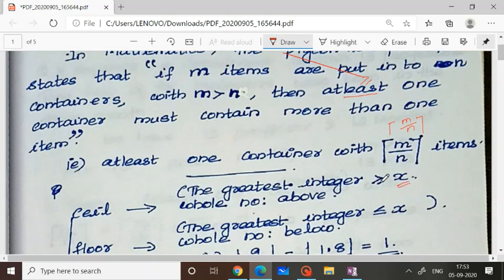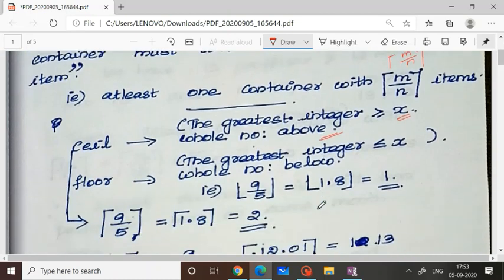Ceil is something computer science students will be learning about. It is the greatest integer which is greater than or equal to x, that means the whole number which is above, or nearest to, that number. Next, there is another symbol, which is floor. This is the floor symbol and this is the ceil symbol. Floor is the greatest integer which is less than or equal to x.